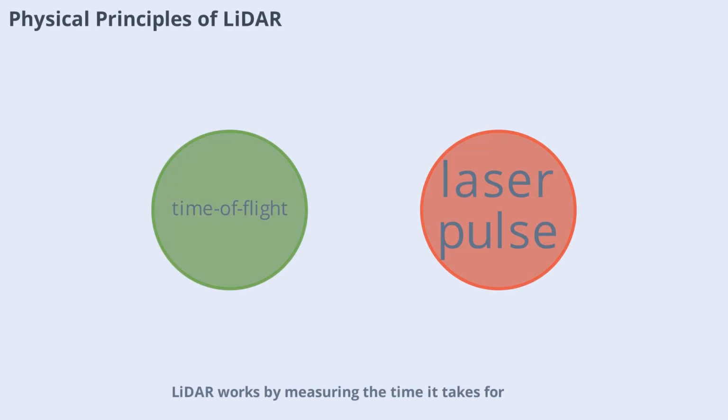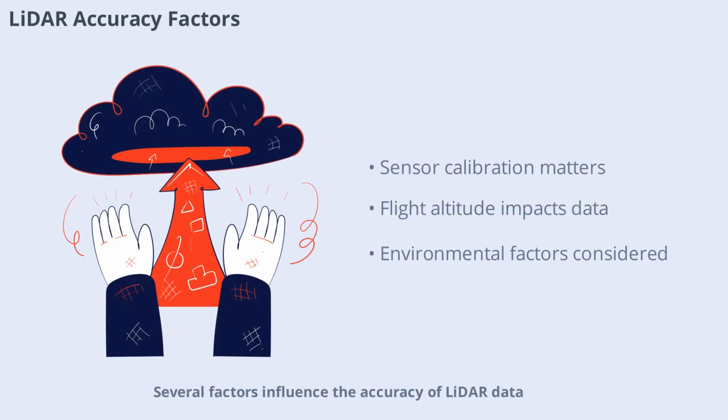LiDAR works by measuring the time it takes for a laser pulse to travel to a target and return. This time-of-flight measurement, combined with the speed of light, allows for precise distance calculations. By scanning across an area, LiDAR systems collect millions of points, creating detailed representations of the Earth's surface and objects on it. Several factors influence the accuracy of LiDAR data, including sensor calibration, flight altitude, and environmental conditions.